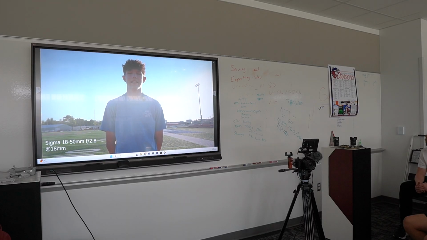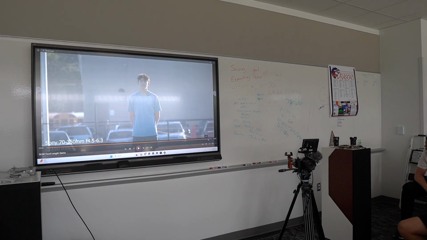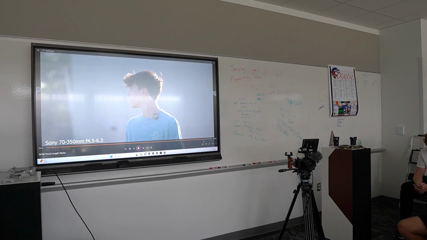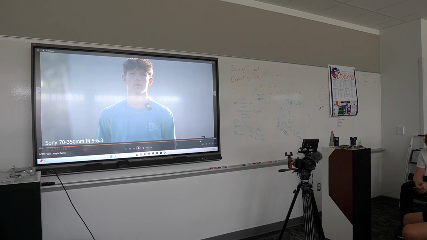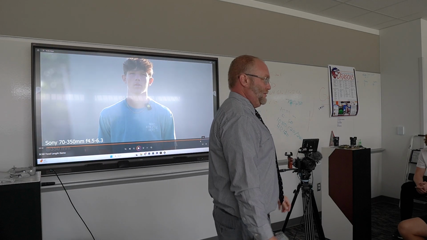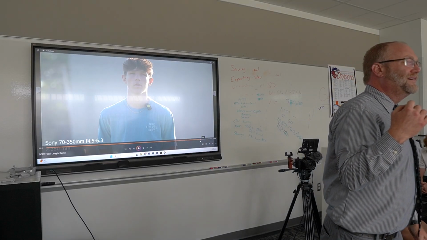So that last shot, he's 300 feet away, 100 yards away, and you're still getting a usable full body shot at 300 feet, right? This last one where he's 50 yards, 150 feet, looks like an interview shot, except that they're standing 150 feet away from them. Yes. How expensive was that lens?